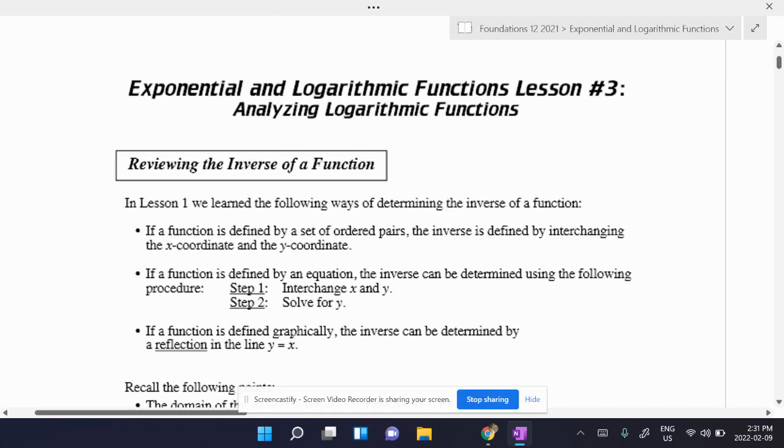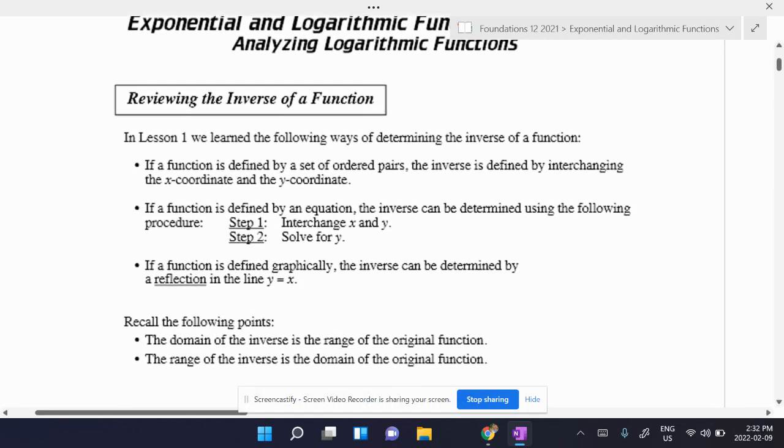All right, so let's do lesson 2, exponential and logarithmic functions, and we're going to actually get into logarithmic functions. So, quick review of an inverse of a function. The inverse of a function is when you interchange your x and your y coordinate. So, for instance, if x was x and y was y, x is now y, and y is now x. So, for instance, if you had 2 and 1, the inverse would be 1 and 2.